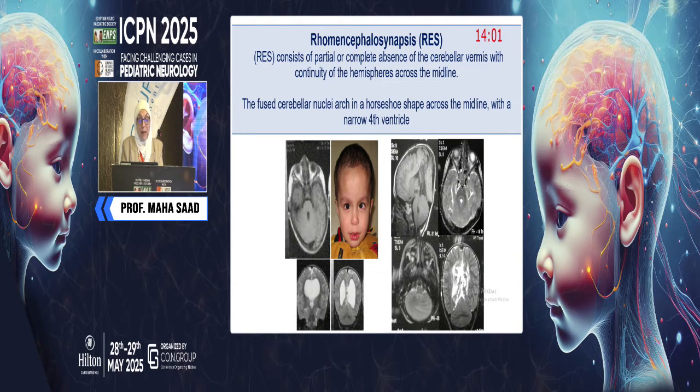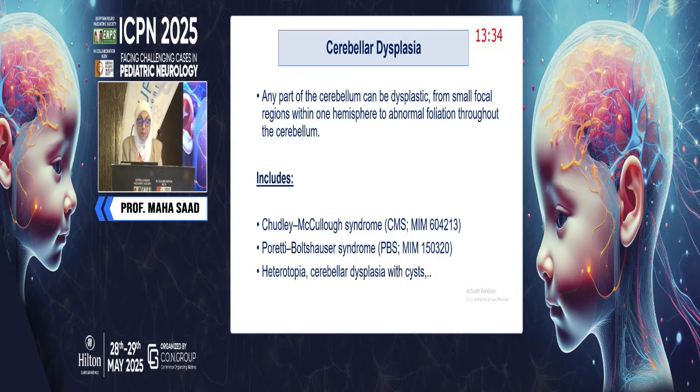The rhombencephalosynapsis is fusion between both hemispheres. We can see here that there is no vermis. There is fusion, and we can see the folia as if continuing to each other. The patient usually presents with delayed development, abnormal eye movement and squint. This is the rhombencephalosynapsis. Sometimes it is associated with agenesis of the corpus callosum.